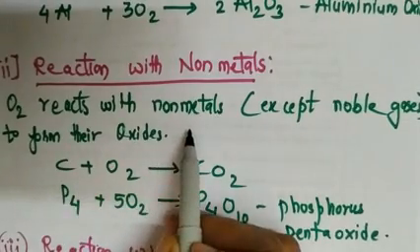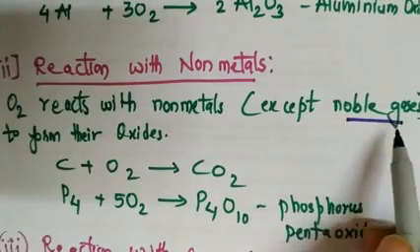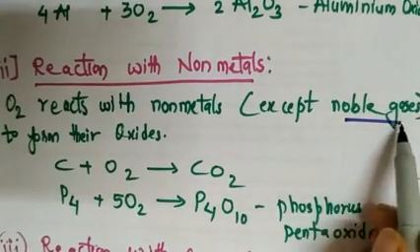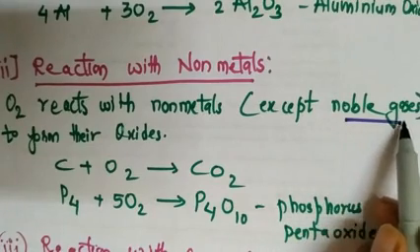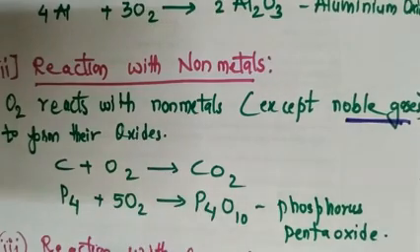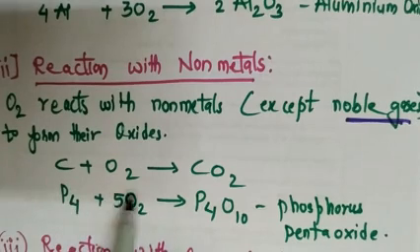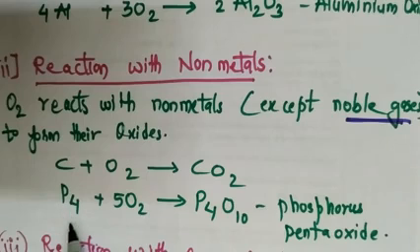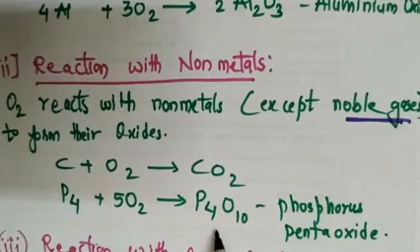Next is reaction with non-metals. Oxygen also reacts with non-metals, and here the exception is noble gas. In the P block, noble gases come. So oxygen does not react with noble gas. Obviously, noble gases are inert, and non-metals also form their corresponding oxides. The most common example is carbon. Carbon on reaction with oxygen will give CO2. And phosphorus, when it exists in the form of P4 molecules, reacts with oxygen to form P4O10. Compound name you have to remember, it is phosphorus pentaoxide.